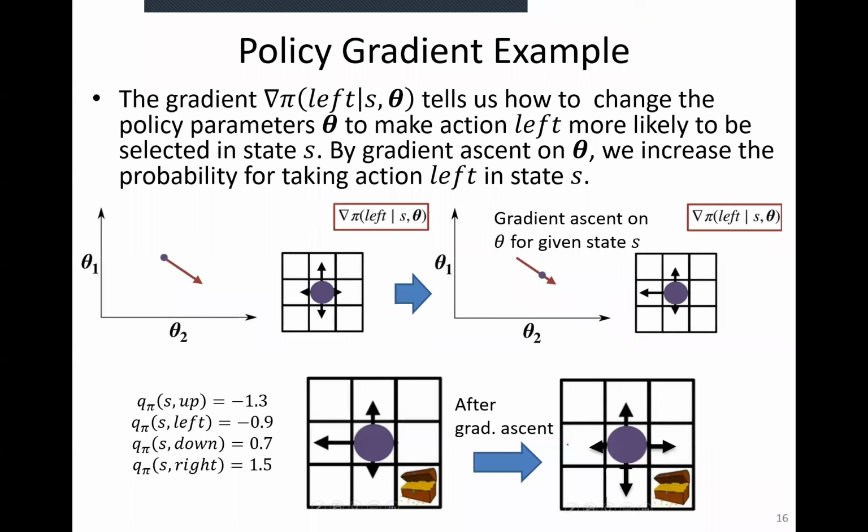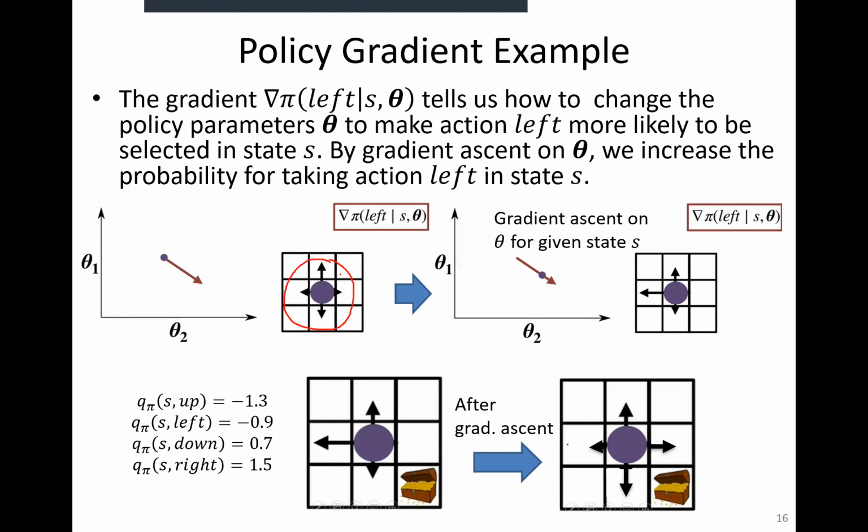So here's the example of a policy gradient. Here's the current position of the robot, the agent. Now, the current policy says move up with pretty high probability, and move down with lower probability, and move left and right with a very small probability. So this is the current policy in the state.